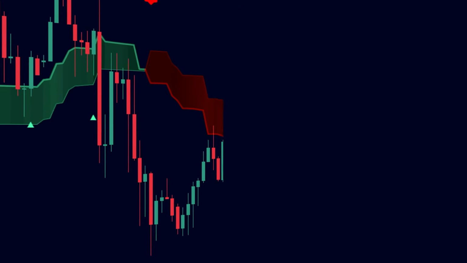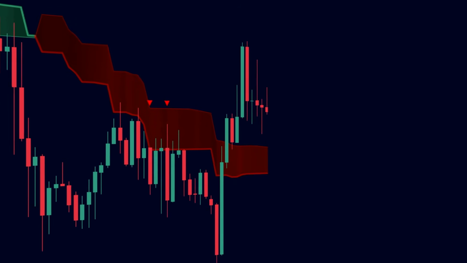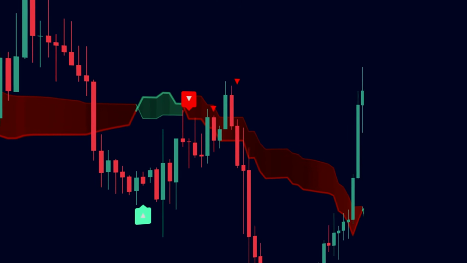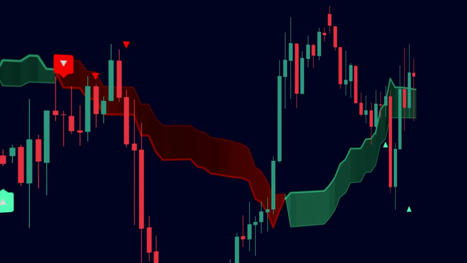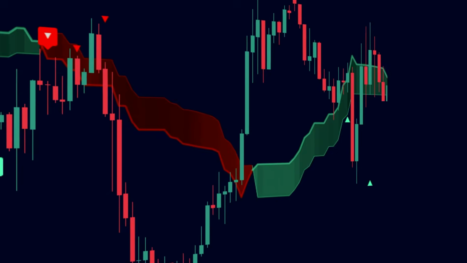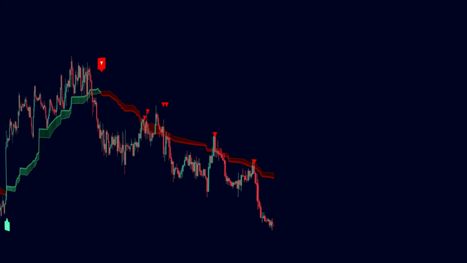Under the hood, the tool uses a mid-range price basis derived from recent highs and lows, combined with two supertrend layers and an RSI-based stretch filter to display extension and exhaustion visually. The key settings are length and the ATR periods and factors, where lower values make the tool more responsive but noisier, and higher values slow it down for cleaner trend signals.